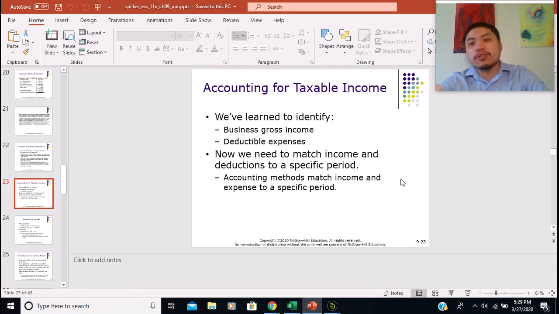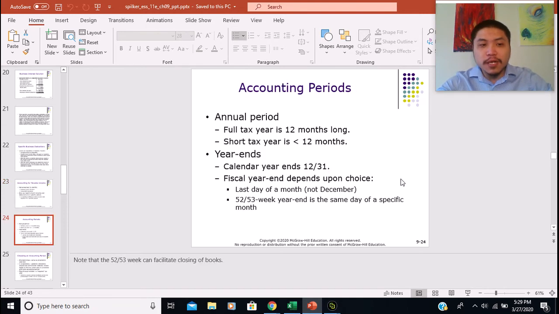Basically we're going to talk about how business owners can choose different methods to treat their taxable income and to treat their expenses for the business, right? So first, let's talk about accounting periods.